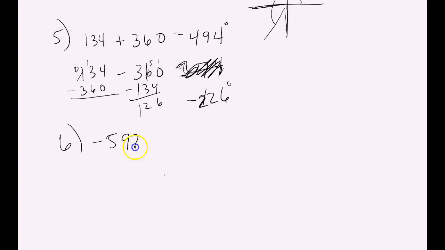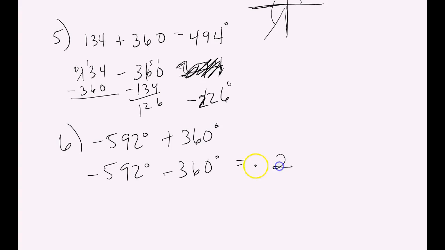Okay, negative 592. We're going to do the same thing. We're going to add 360. And we're going to subtract 360. So I'm going to do this one because it'll be the easier one. That'll be a negative 952 degrees.